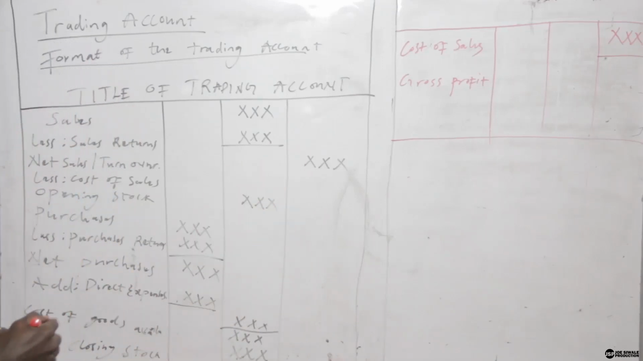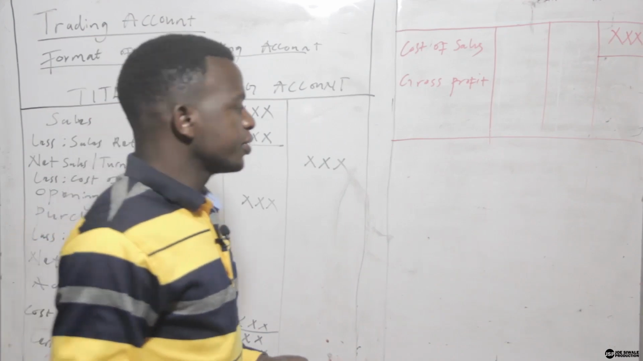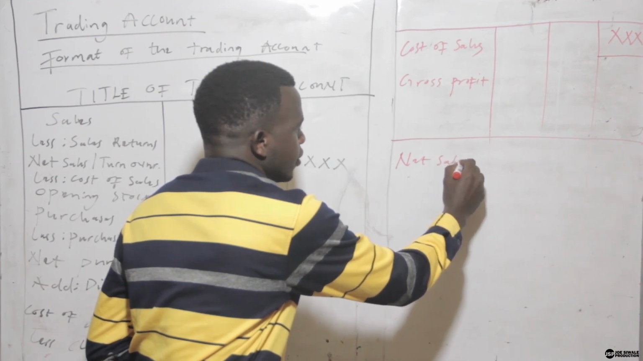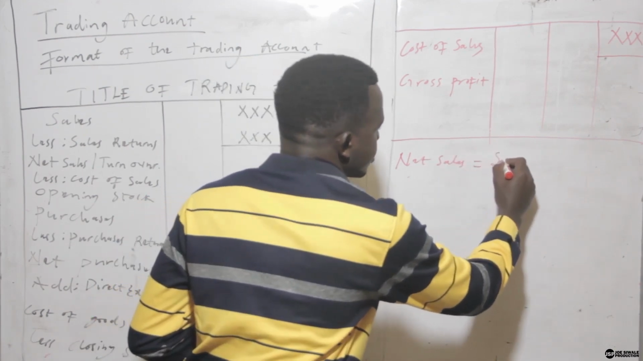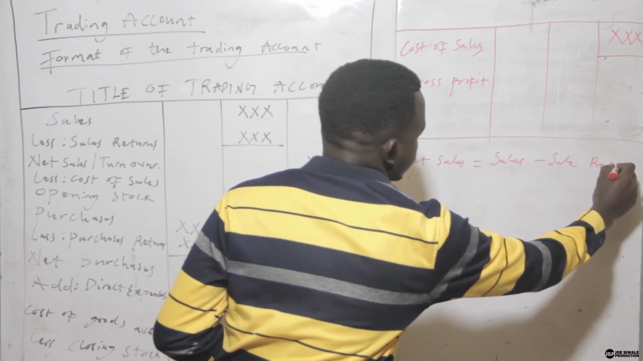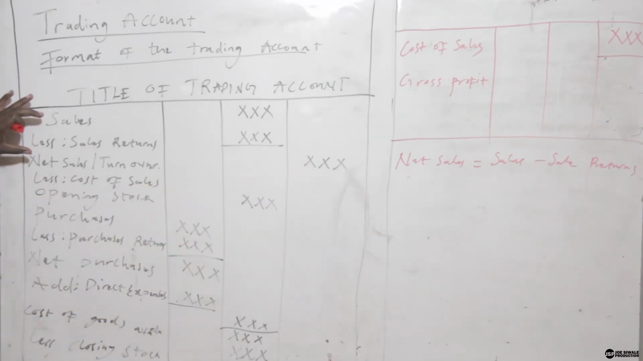So if we start with the first part of this table, we have sales minus sales returns. And when we started looking at the trading account, we said that the formula that we use when calculating net sales, we say this is equal to sales minus sales returns. And as you can see, you can see this formula from here. It is sales less sales returns, and we have net sales or the turnover.